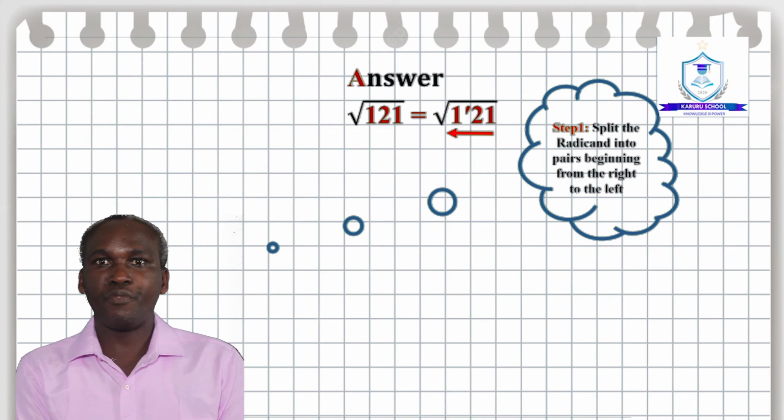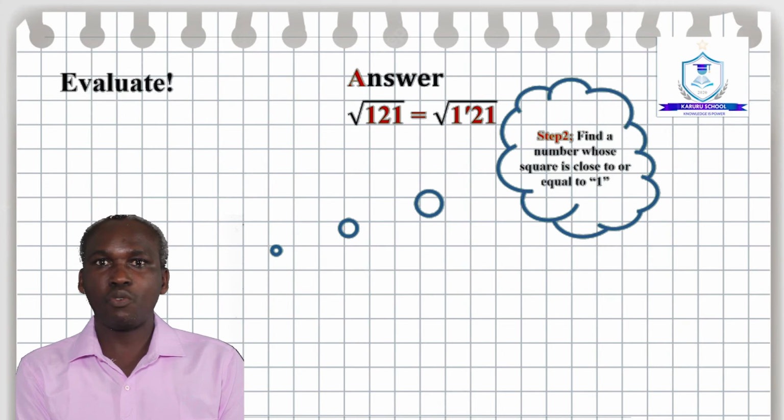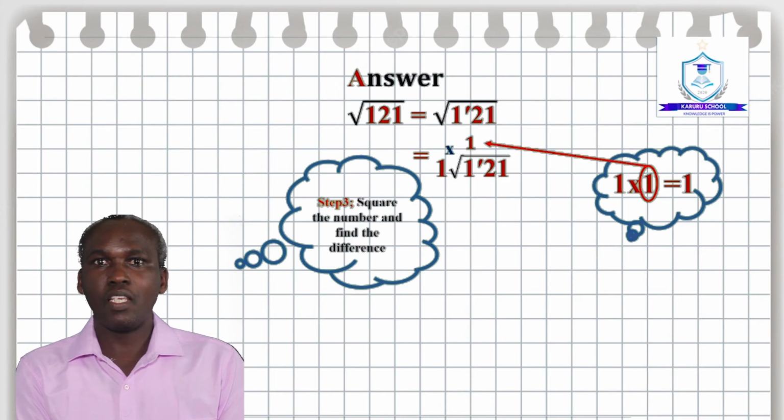The next step is to find the number whose square is closest to but does not exceed the first group of numbers on the left, which in our case is equal to 1. From our squares table, we know that 1 multiplied by 1 equals 1. This way, the first number of the root is obtained and we place it on the right of the radicand. So, that fits very well. We will square the number and find the difference. So we square 1 multiplied by 1 and find the difference, 1 minus 1, which is equal to 0.